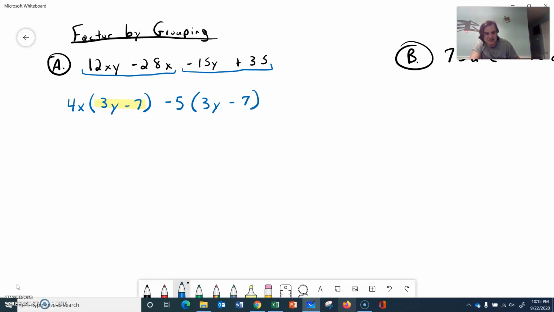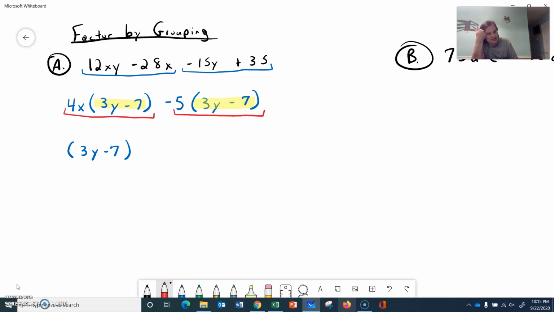So as we said there, we see that we have this common factor in the two of these. We have 4x times the quantity of 3y minus 7. And then we subtract 5 times the quantity of 3y minus 7. So since both these terms have a 3y minus 7 in them, we can pull that out front. So that's a common term out of the two big pieces here that we can pull out.